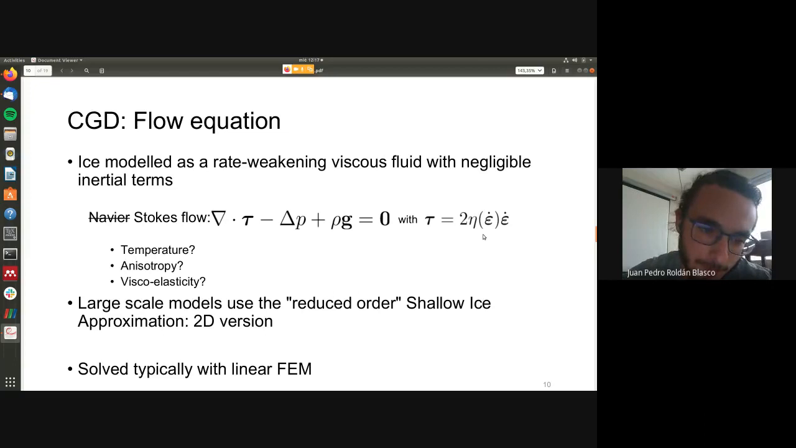By the way, I think this is similar to the way that we model the flow of the mantle, of the magma. I'm not sure here, but I think they're very, very similar.